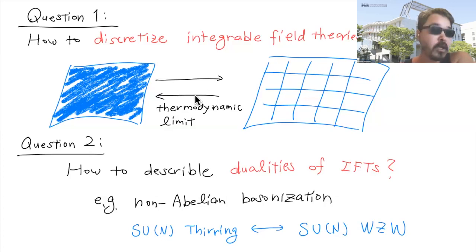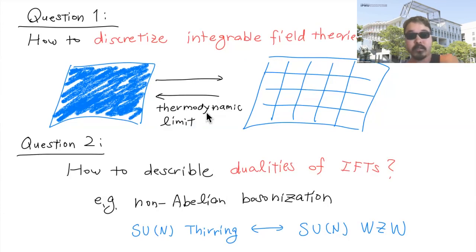Now, the second question is how to describe the duality between integrable quantum field theories. There are different dualities, different descriptions of the same physics, as in, for example, non-abelian bosonization. The question is how to embed these types of bosonizations and dualities into the 4D Chern-Simons framework. So that's question 2. A priori, it looks like these two questions are completely different, just how to discretize and how to discuss the dualities of integrable quantum field theories. But it turns out that there are some connections, as we will discuss.